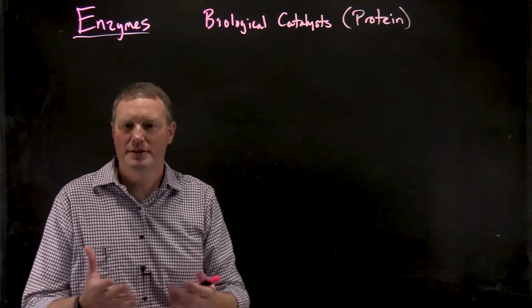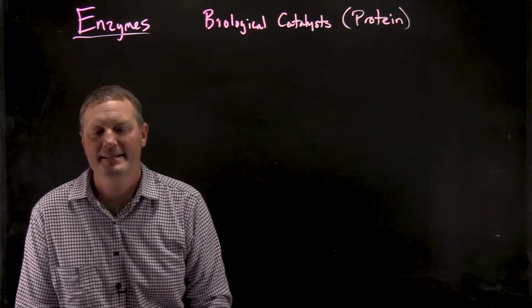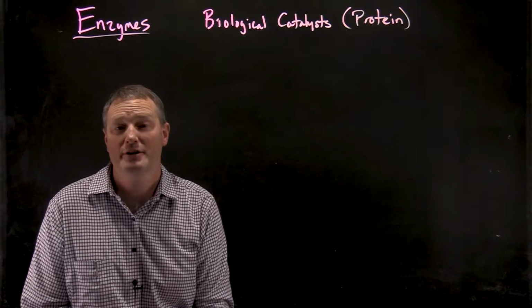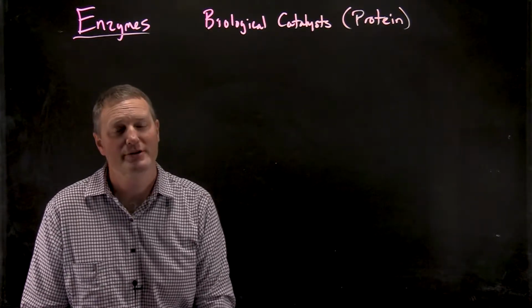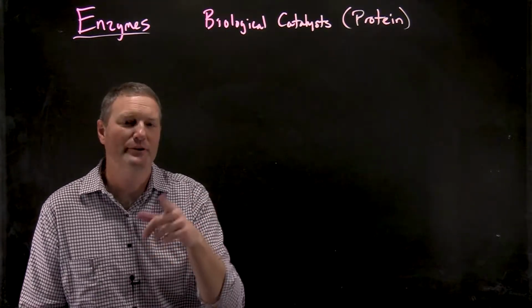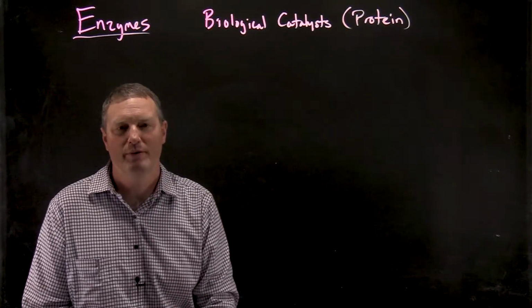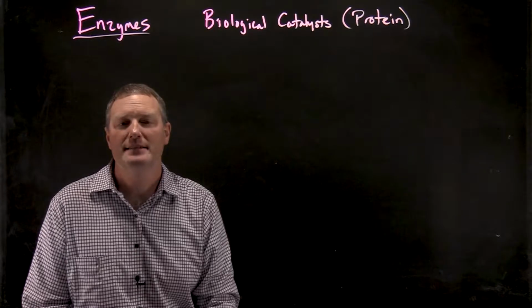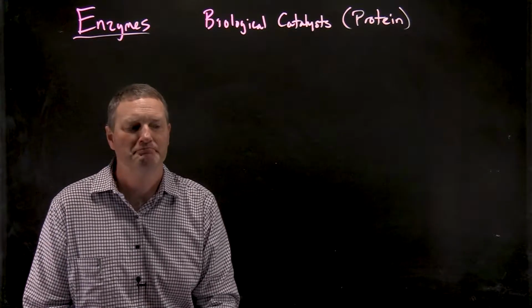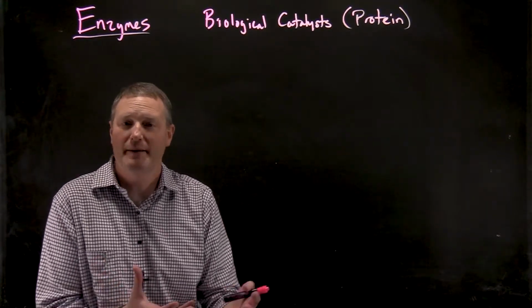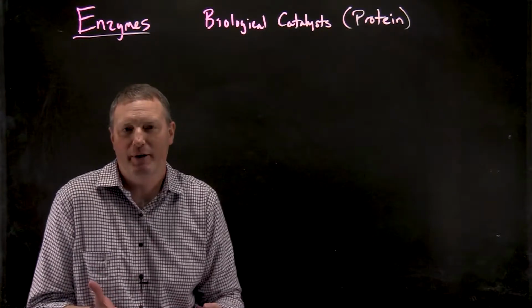Now, first off, let's just define what a catalyst is. A catalyst is a substance that speeds up a reaction, but is not consumed by the reaction. So the catalyst is actually recycled and can speed up another reaction, and so on and so forth. So proteins, our enzyme catalysts, are what help to speed up the biochemical reactions that occur in our bodies.